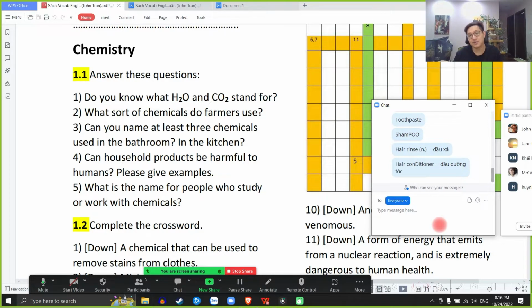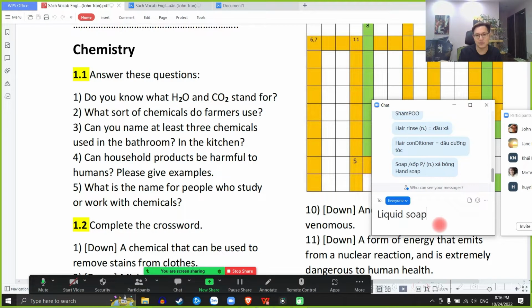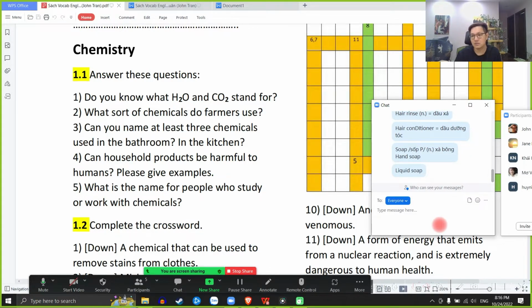So in the kitchen, what do you use? Hand washing. We have soap. Soap is xà bông. But we also have something called hand soap as well. We also have liquid soap as well. Liquid soap, and we have hand soap, you know.